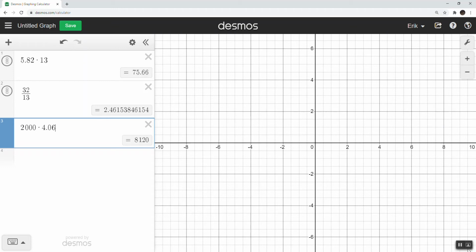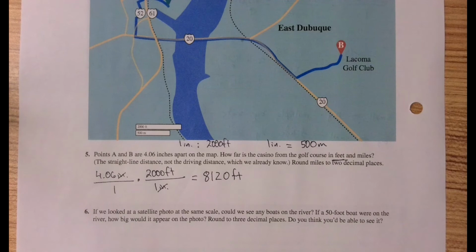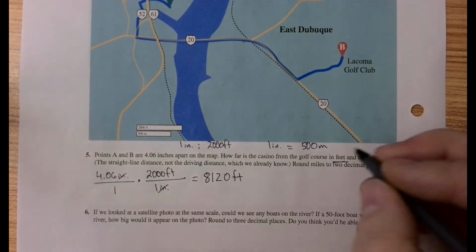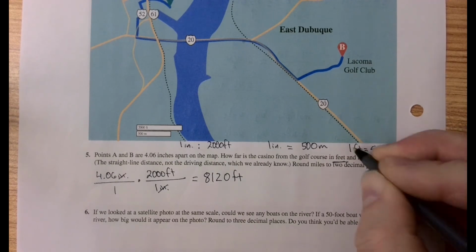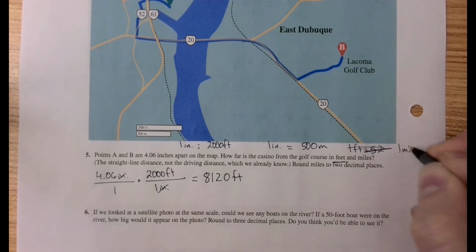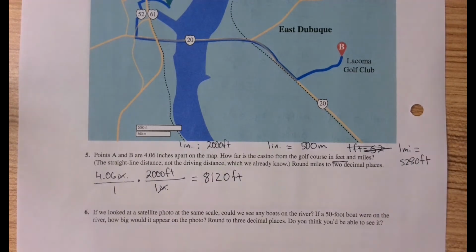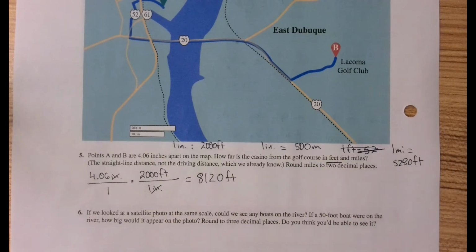All right, so now the question is, how could we convert these feet into miles? Well, we need to know the conversion factor. How many feet equal 1 mile? 1 mile equals 5,280 feet. That's one conversion factor I know.